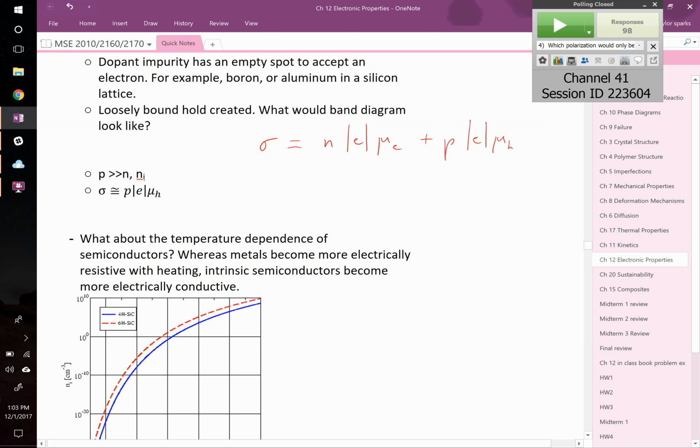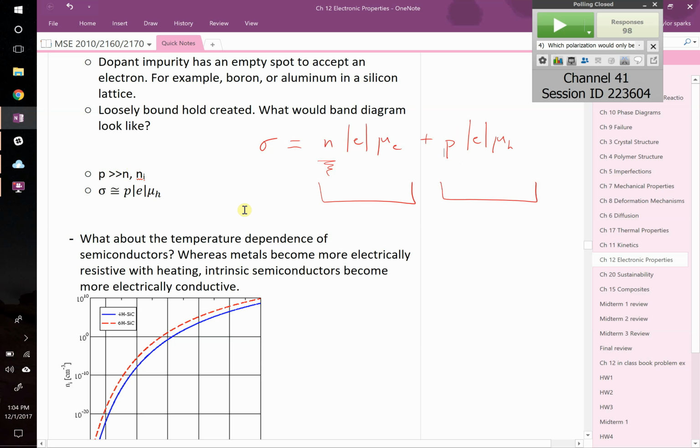Right? What happens though is that if you dope it in such a way that you give it tons and tons of electrons, this term right here dominates over the other term. Or if you dope it the other way, you dope it so there's tons of holes, then there are way more holes than electrons, and you basically can neglect the first term in that case. So it allows us to simplify it, okay?